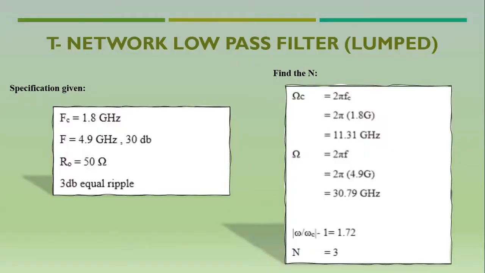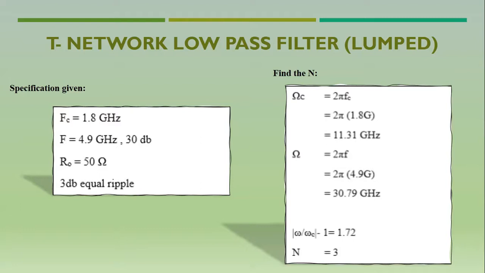So firstly, we go to design a T network low pass filter with lumped elements. The specification given below is cutoff frequency 1.8 GHz, frequency 4.9 GHz, and 30 dB insertion loss. So the R0 is 50 ohm. It will be designed with 3 dB equal ripple.